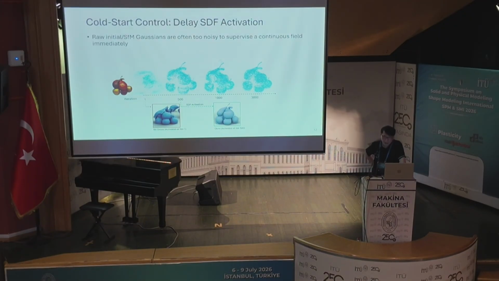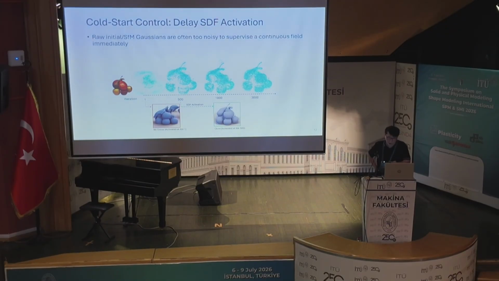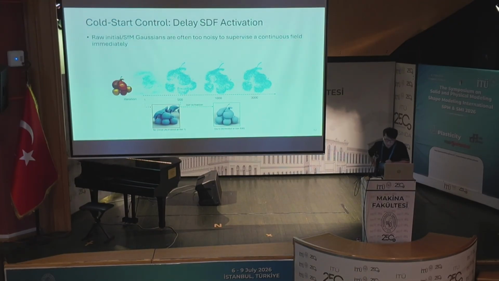We delay SDF activation. In the warm-up stage, the image loss and opacity regularization first clean up all Gaussian primitives. All the low opacity primitives are removed. Then after that, the SDF sees more reliable anchors and training becomes much more stable. In our implementation, this delayed activation starts SDF learning after the first 500 iterations. We use these hyperparameters for all the experimental results in our paper for the DTU dataset and Mip-NeRF 360 dataset. And this strategy helps avoid early optimization clash.